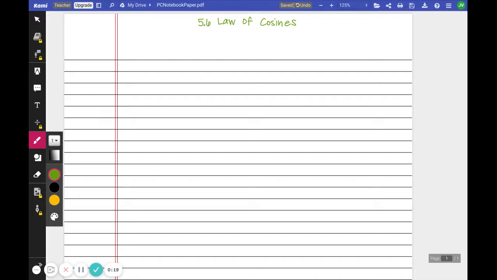So law of cosines, what is the difference between SAS and SSA? And that fits with yesterday's conversation. What's the difference between ASA and AAS? Because that helps us recognize what's going on.